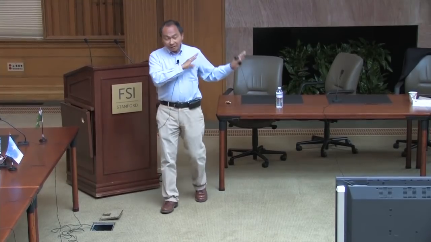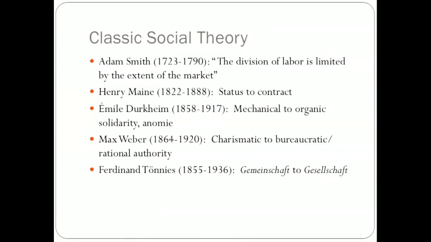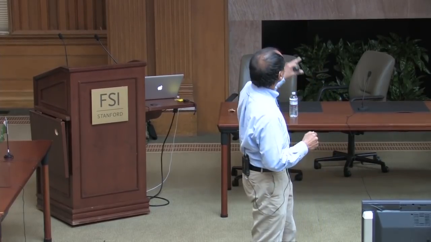So this is just a review. A lot of classic social theory was about this process. It's really about the integrated process of economic and social change that occurs as a country modernizes. So it begins with Adam Smith, his famous 1776 book, The Wealth of Nations.